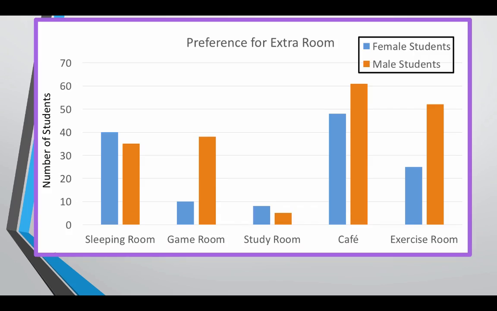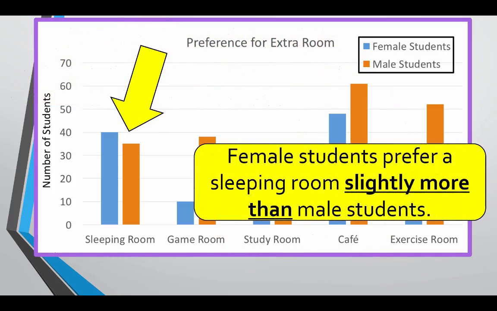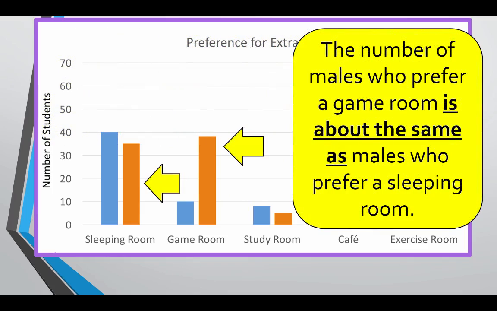The findings show that both male and female students prefer the room to become a cafe the most, and they prefer the study room the least. Female students prefer a sleeping room slightly more than male students. The number of males who prefer an exercise room is about 2 times more than females. The number of males who prefer a game room is about the same as males who prefer a sleeping room.